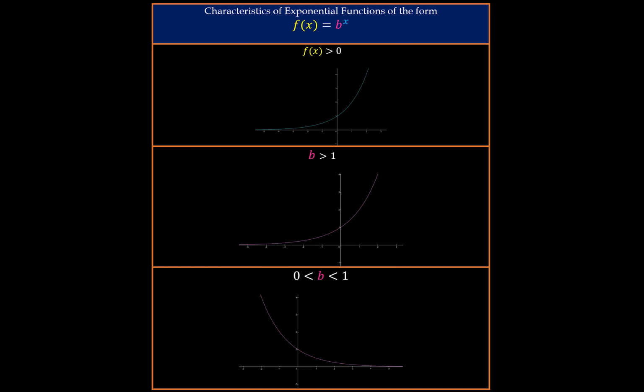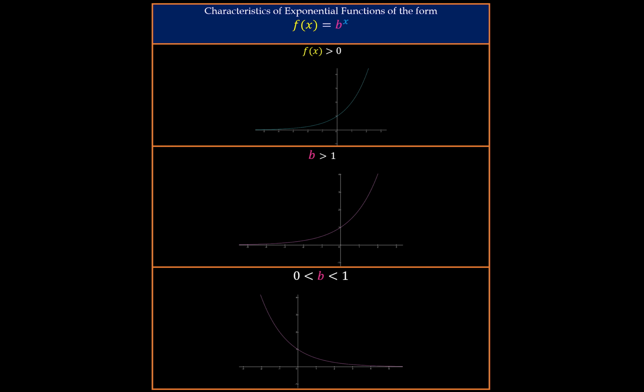Here are some characteristics of an exponential function of the form f of x equals b to the x power. An exponential function of this form will always have an output greater than 0. A graph also will always cross the y-axis at 1, so the point (0, 1) will always be on our graph.